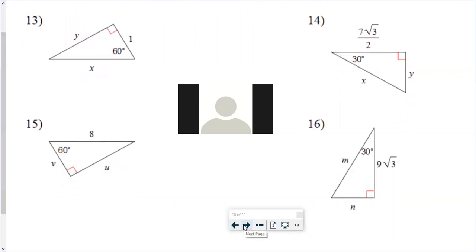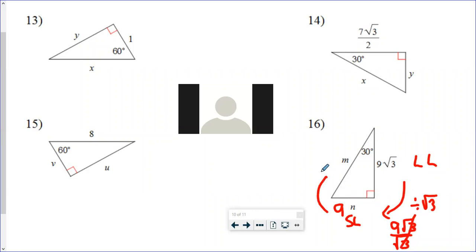Okay, so first it's given the long leg, and in order to find the short leg, you have to divide 9 square root of 3 by square root of 3. And then that cancels the square root of 3's. It's just 9, right? Excellent. And then to find the hypotenuse, you just multiply it by 2, which is 18. That is excellent. Nice job, Penelope.